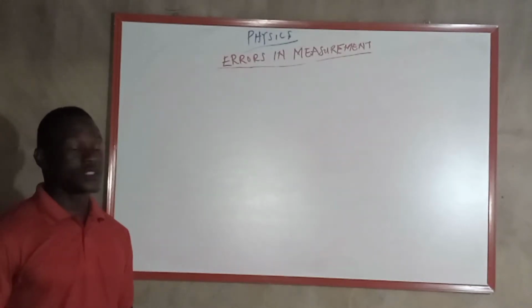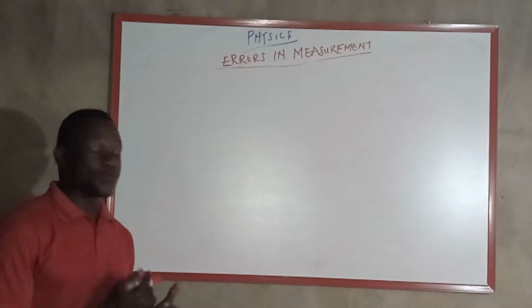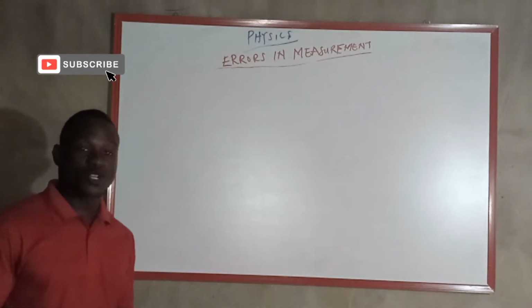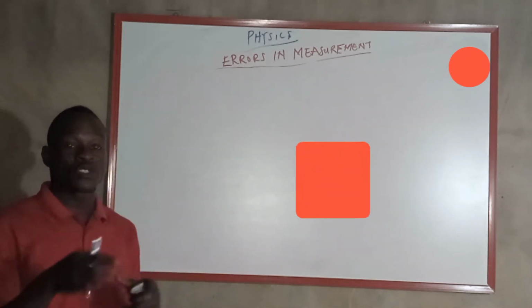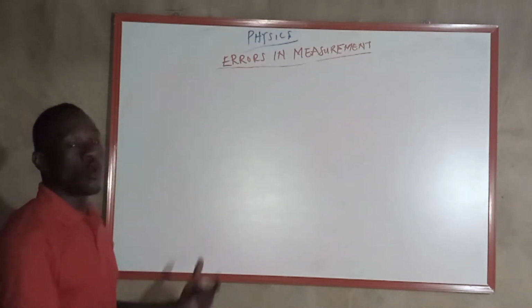So we have a question on error in measurement when it comes to quotient and multiplication. Now the question is written in the description below, so if you want the question you can easily go to the description, click the description and you see the question, so you can easily know what we are solving.